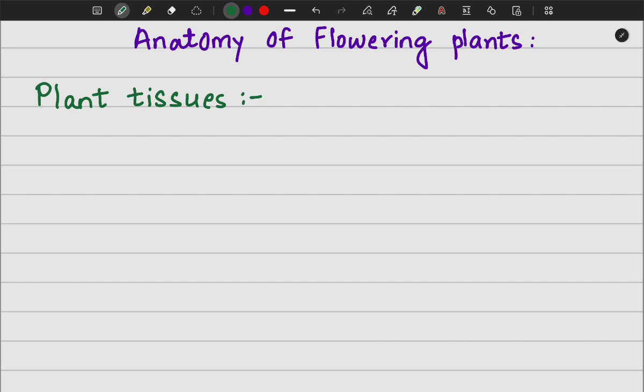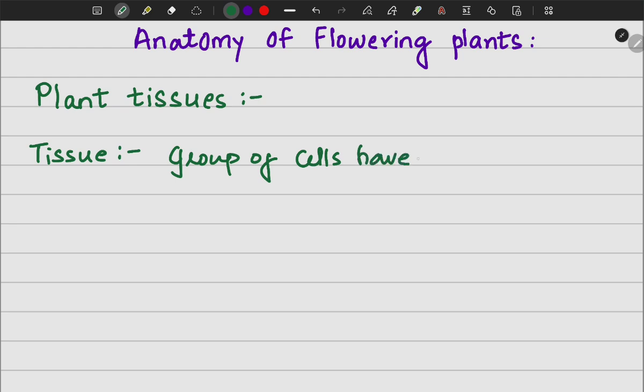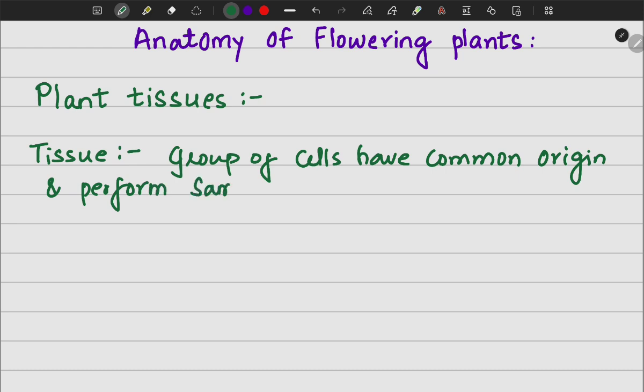So first of all, let us discuss what a tissue is. A tissue is basically a group of cells which have a common origin and perform a common function, or the same function, right? So a group of cells which have a common origin and perform same function is called a tissue. So this is the definition of a tissue.